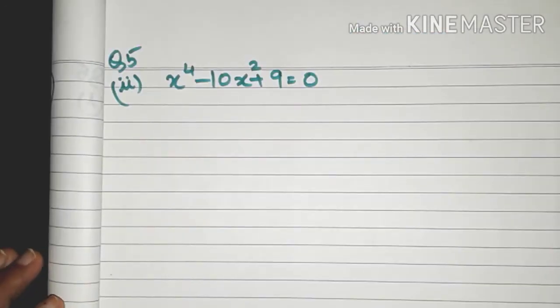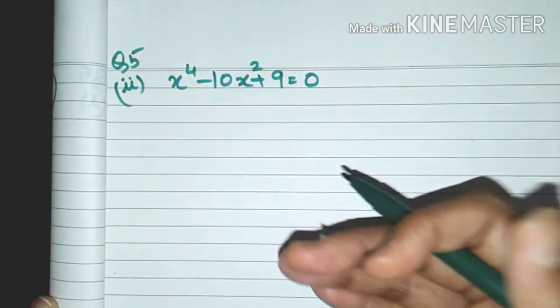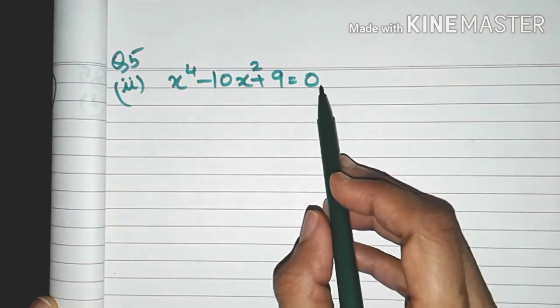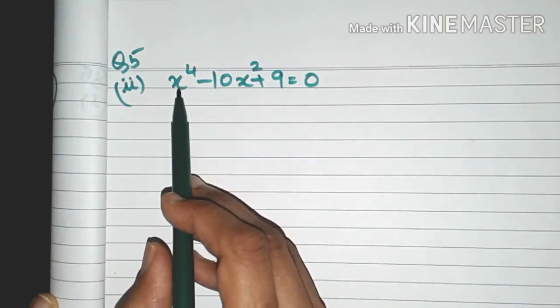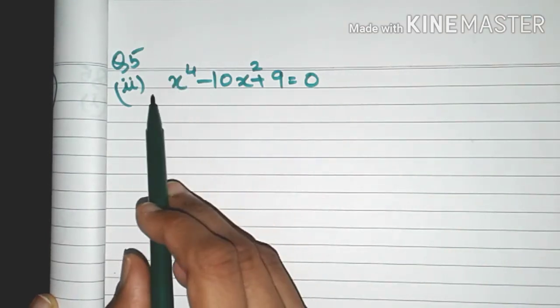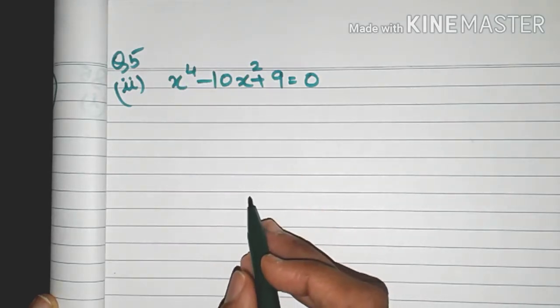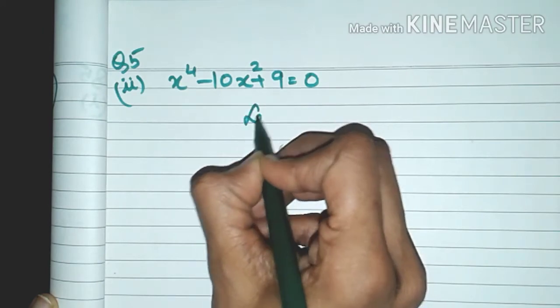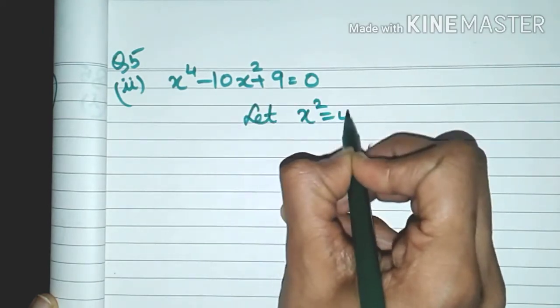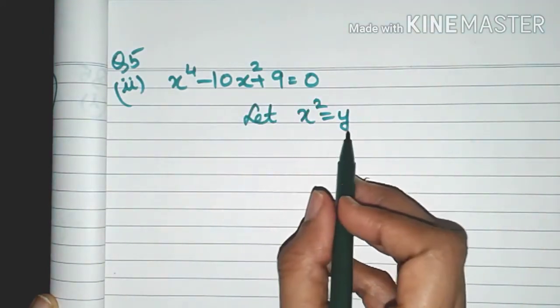Now we come to the second part of the fifth question. Same as the first part, this is not a quadratic equation because the maximum power of the x variable is how much? Yes, it is 4. So what type of substitution do we have to make? We have to say that let x square equal y. That is the only way out.